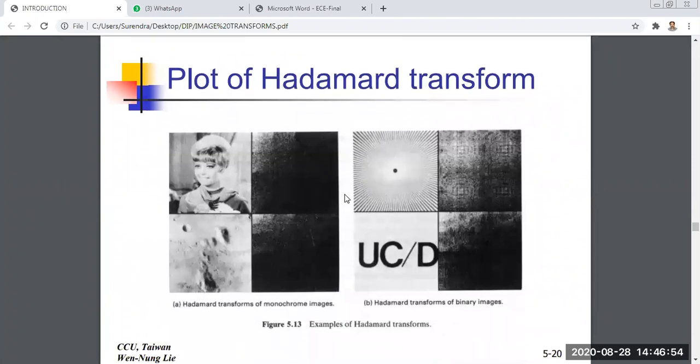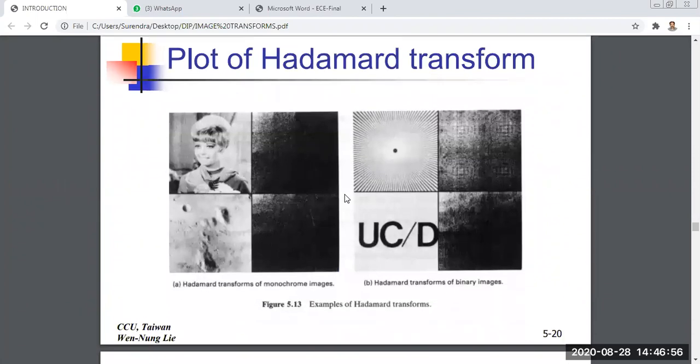If you use the Hadamard transform on a monochrome image and a binary image, the first 4 are for monochrome and the next 4 for binary. If you apply the Hadamard transform directly on the monochrome continuous image, this is the phase and spectrum. This is phase and magnitude and resultant. Similarly, this is phase and magnitude and resultant. These are examples of Hadamard transforms.